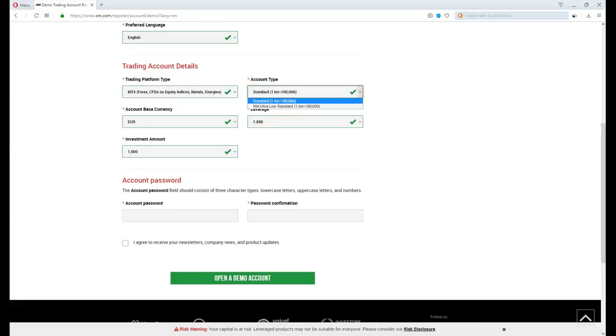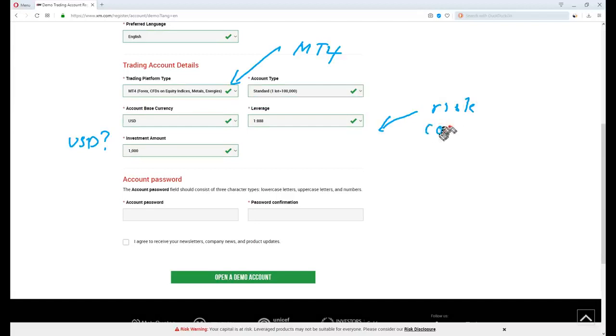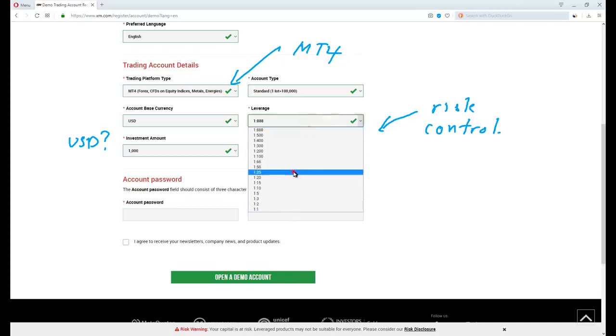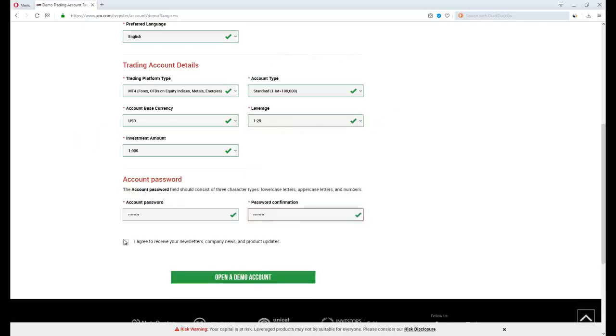Account types, any one doesn't make any difference. Leverage is simply used as a risk measurement. The lower it is, the lesser the volume you are allowed to trade, because it requires higher margin. If you have a bigger balance, we want to go 1 to 25. If you have a smaller balance, we will go 1 to 888. And for your account password, any random password will work, it's just a demo account.